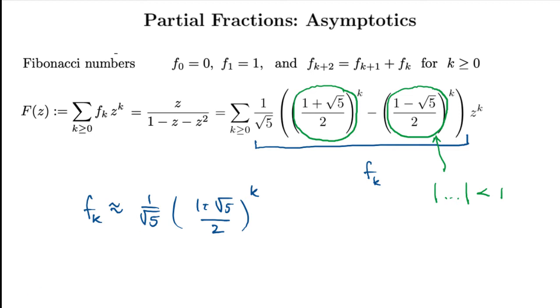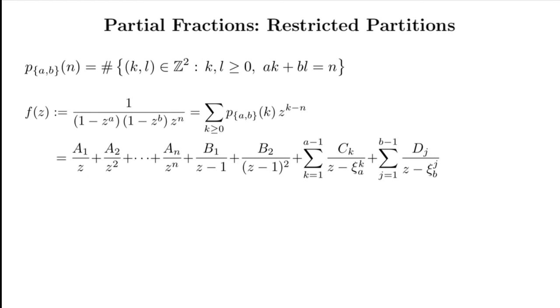The last thing I want to show you in this video is what happens when we apply this to what's called the restricted partition function. So now we're getting back to the book, and this is the main topic of chapter 1, this function that we call p sub ab of n. So a and b are fixed positive integers. Might as well assume that they're relatively prime. And so what we're doing now is we're counting the number of partitions of n.